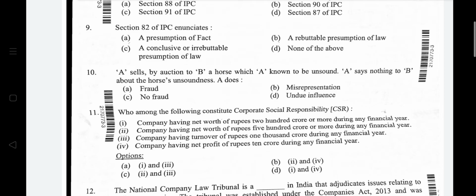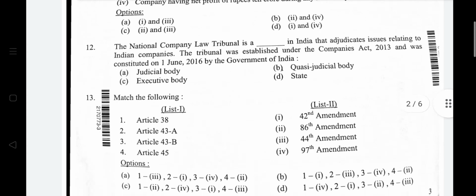Options. Correct option is C, 2 and 3. Company having net worth of rupees 500 crore or more during financial year, and company having turnover of rupees 1000 crore during any financial year. Option number C is the correct answer. Question number 12.